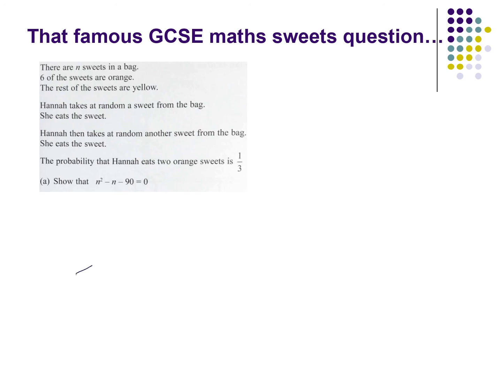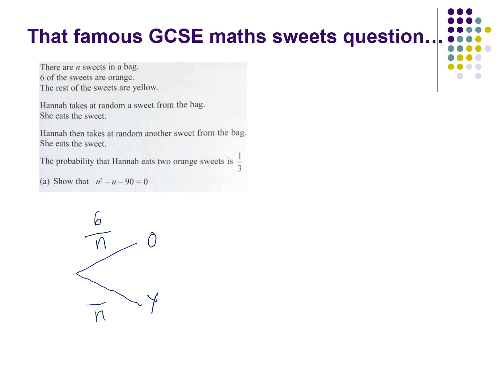So we're going to draw a tree diagram to help with this. Okay. So two different types of sweets. There's orange and there's yellow. Now think carefully when we fill the probabilities in. Okay, n sweets in a bag, so the probabilities are going to be out of n. Okay, that's the same as out of 10 if there were 10 sweets. Okay, 6 are orange, so I'm going to put 6 here for orange.